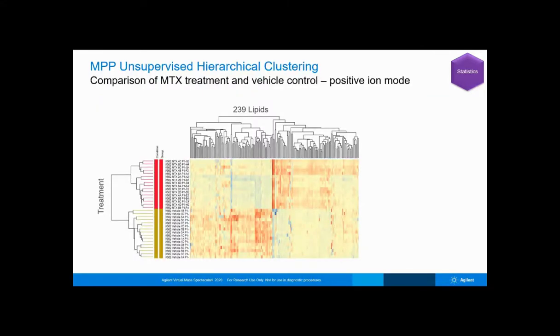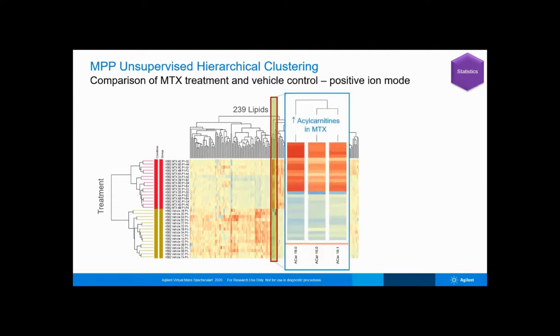For a bird's eye view of the data, we can perform unsupervised hierarchical clustering. Here we are switching over to the positive ion mode experiment. We can already see that the biological replicas group together well with respect to drug treatment. But I think what is really interesting is to zoom in on a group of entities with notable differences. Here we see that a group of acylcarnitine lipids group together in an unsupervised manner and are increased with methotrexate treatment.